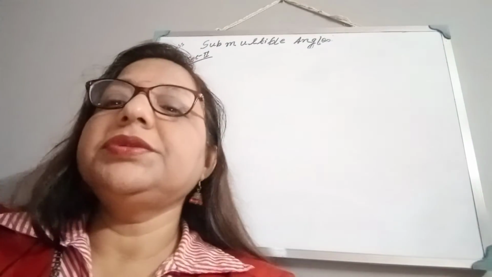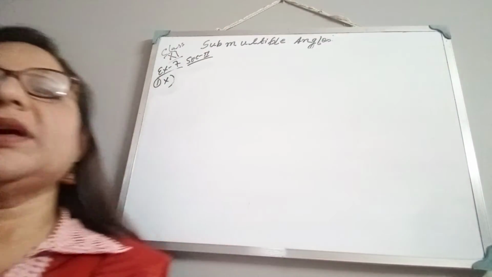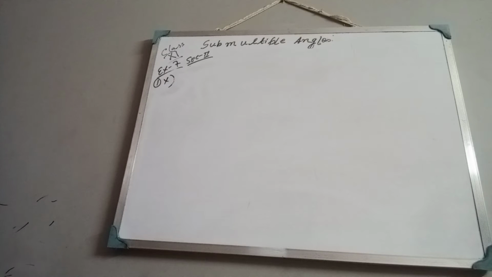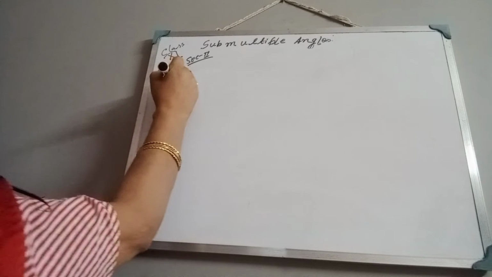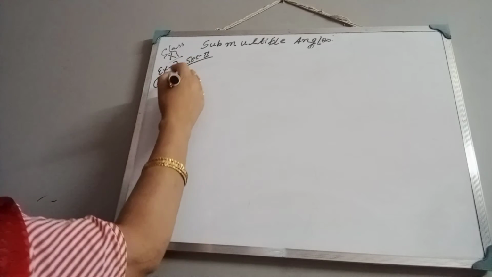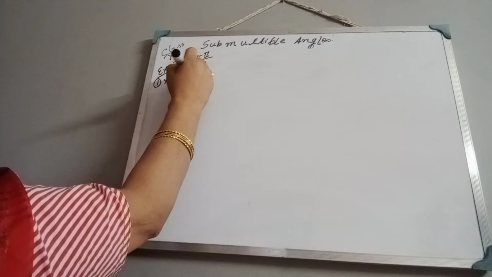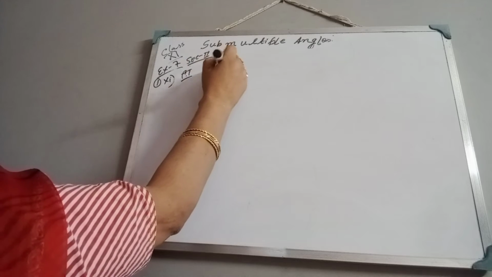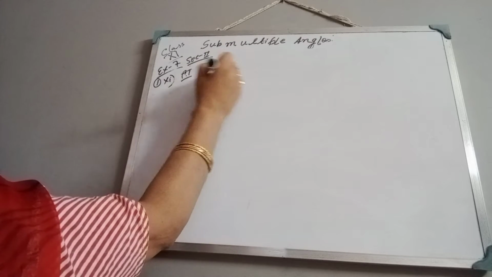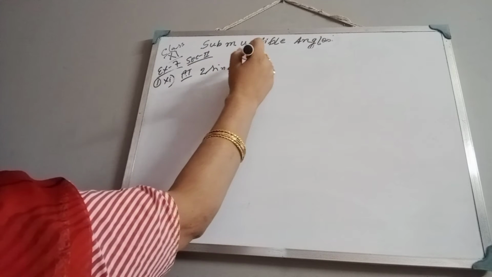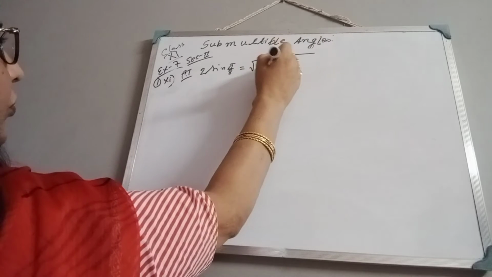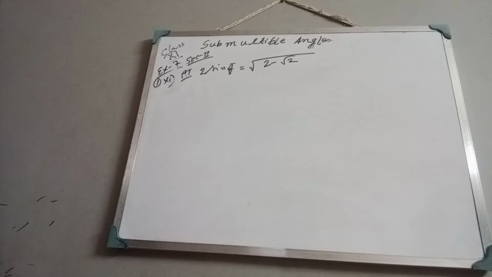Class 11, let us continue the chapter. We have already started some multiple angles. Exercise 7 we have started. Next, sum number 11. Part 110 is done. Next, sum number 11. We have to prove that 2 sine pi by 8 is equal to square root of 2 minus root 2.